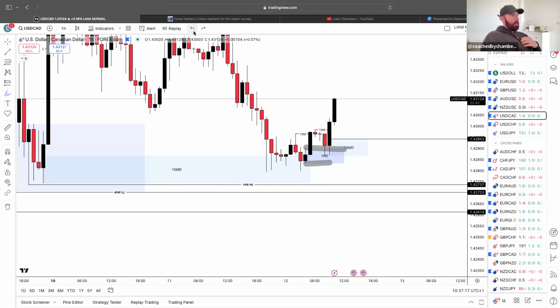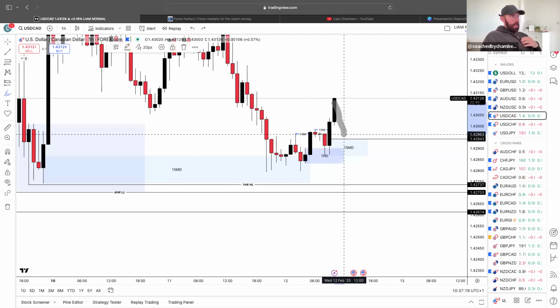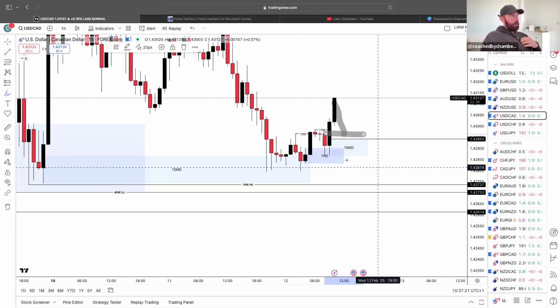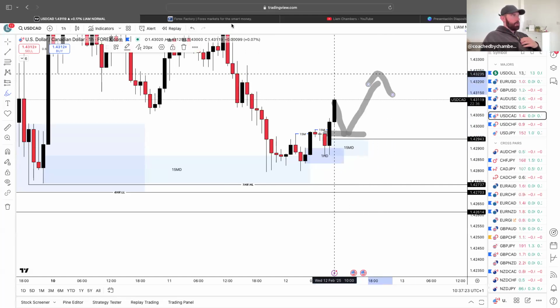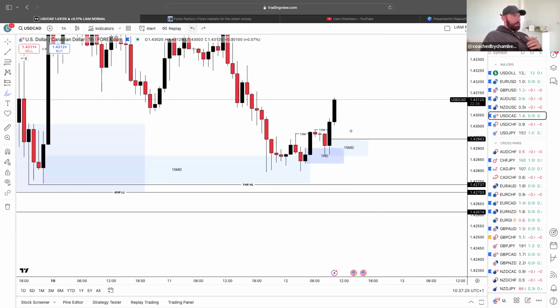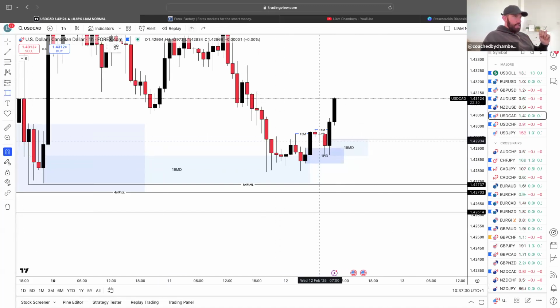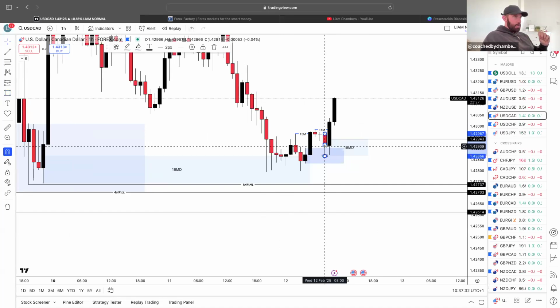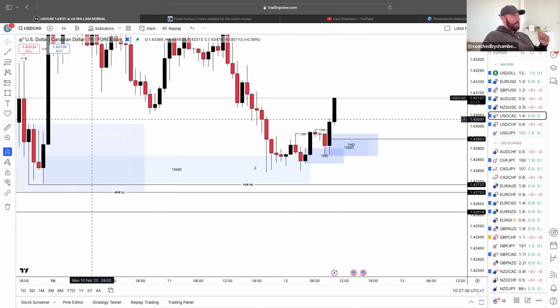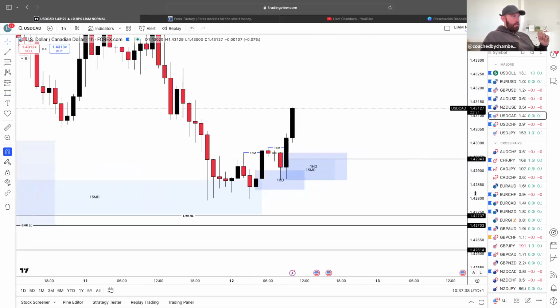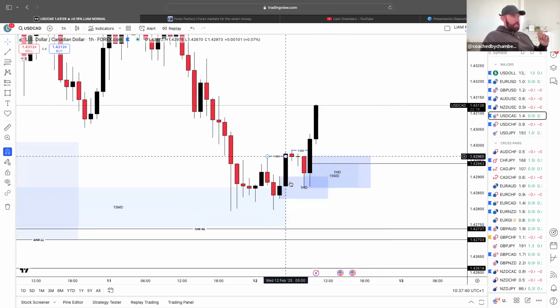So now what can we expect? Well, we can expect a pullback eventually. I would like to see this candle on the 1 hour met to carry this trend on upwards. So we have a 15-minute demand, but if you look at the 1 hour demand, it would be this candle here. So I'd like to see a pullback into this to carry on upwards from here. Had a 15-minute change of trend, 15-minute break of structure.